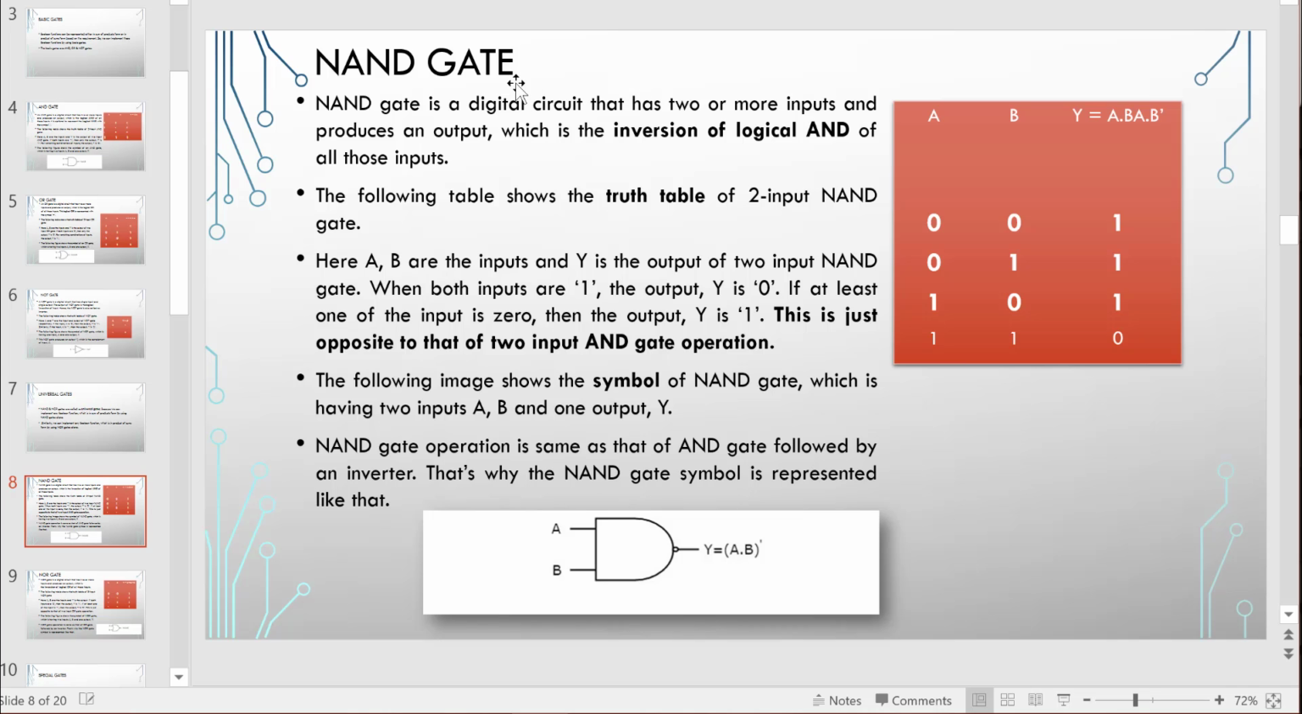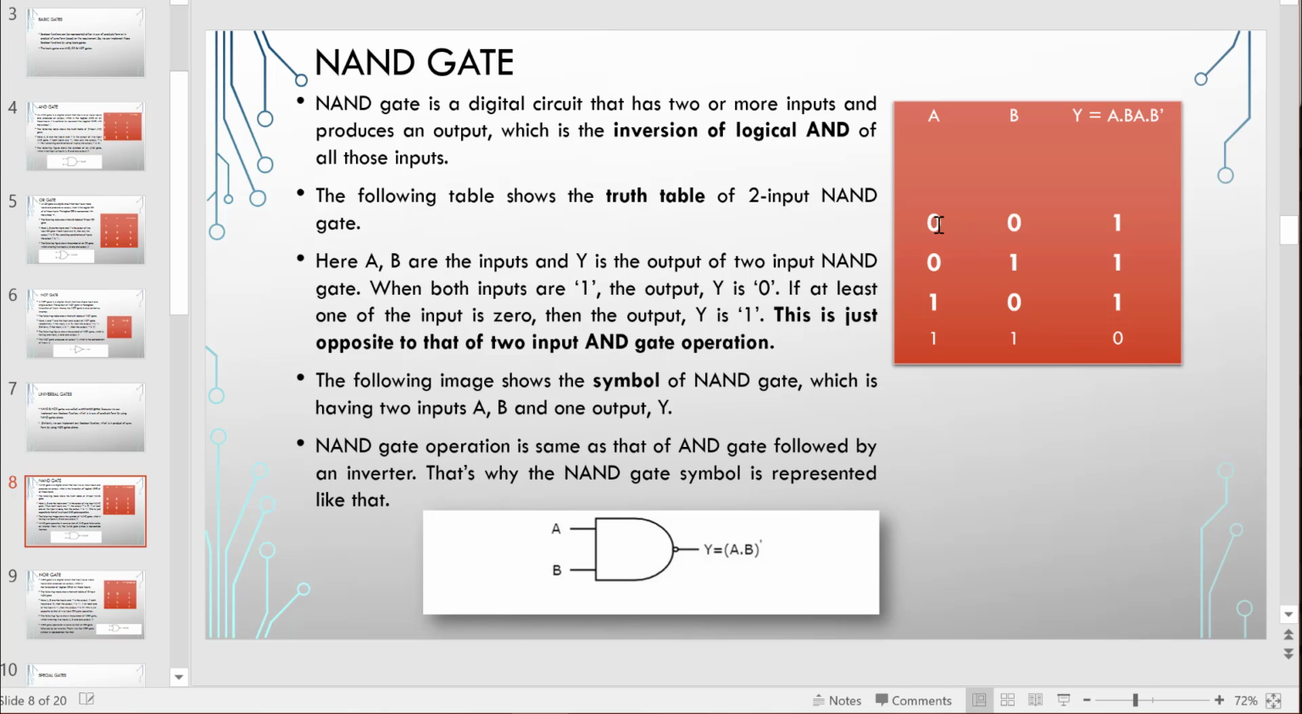Now let's discuss the truth table. As we have seen, it is the inversion of logical AND. If you remember the truth table of the AND gate, we have only 1 at the output when both inputs are 1, or high. So as it is the inversion, if the inputs are 1, the output will be 0, as it is the complement or inversion of the AND gate, right?